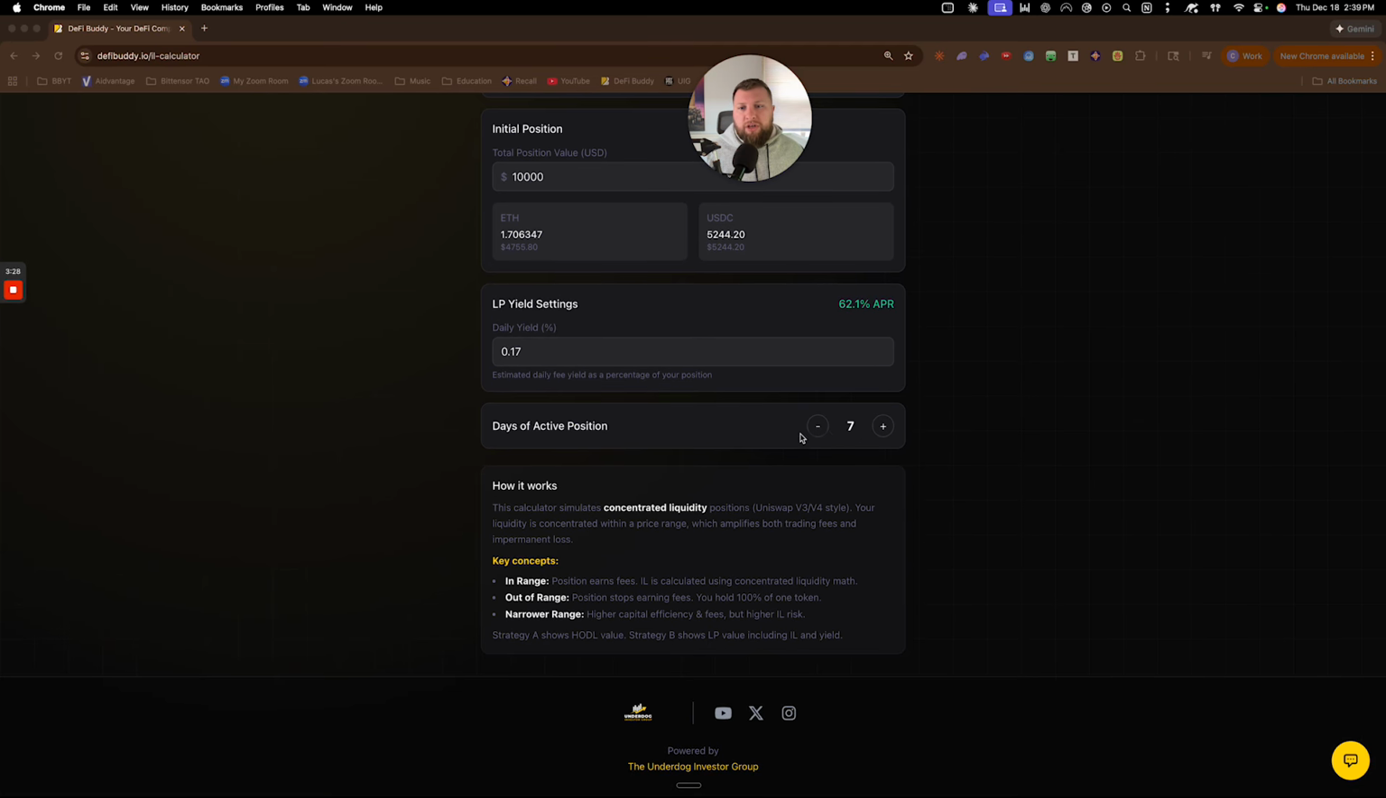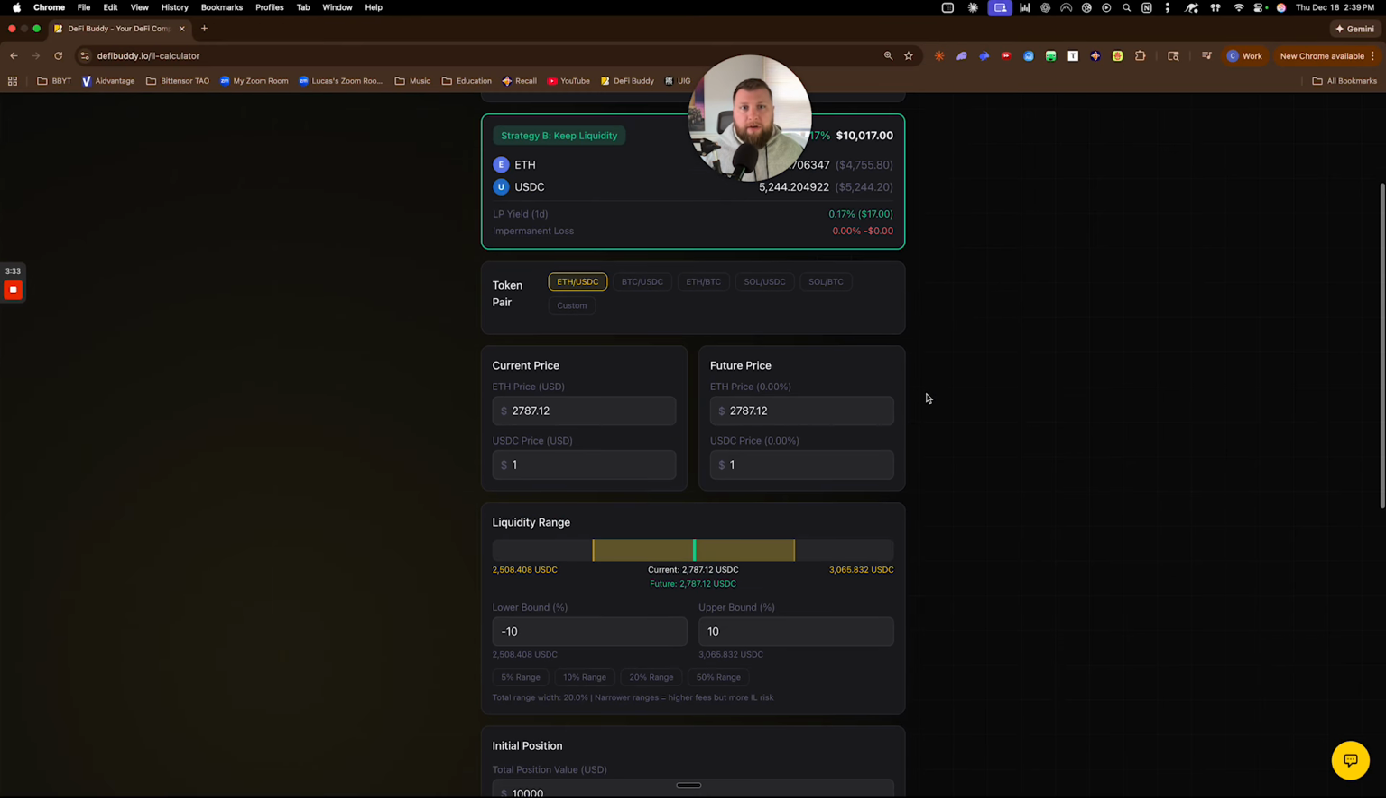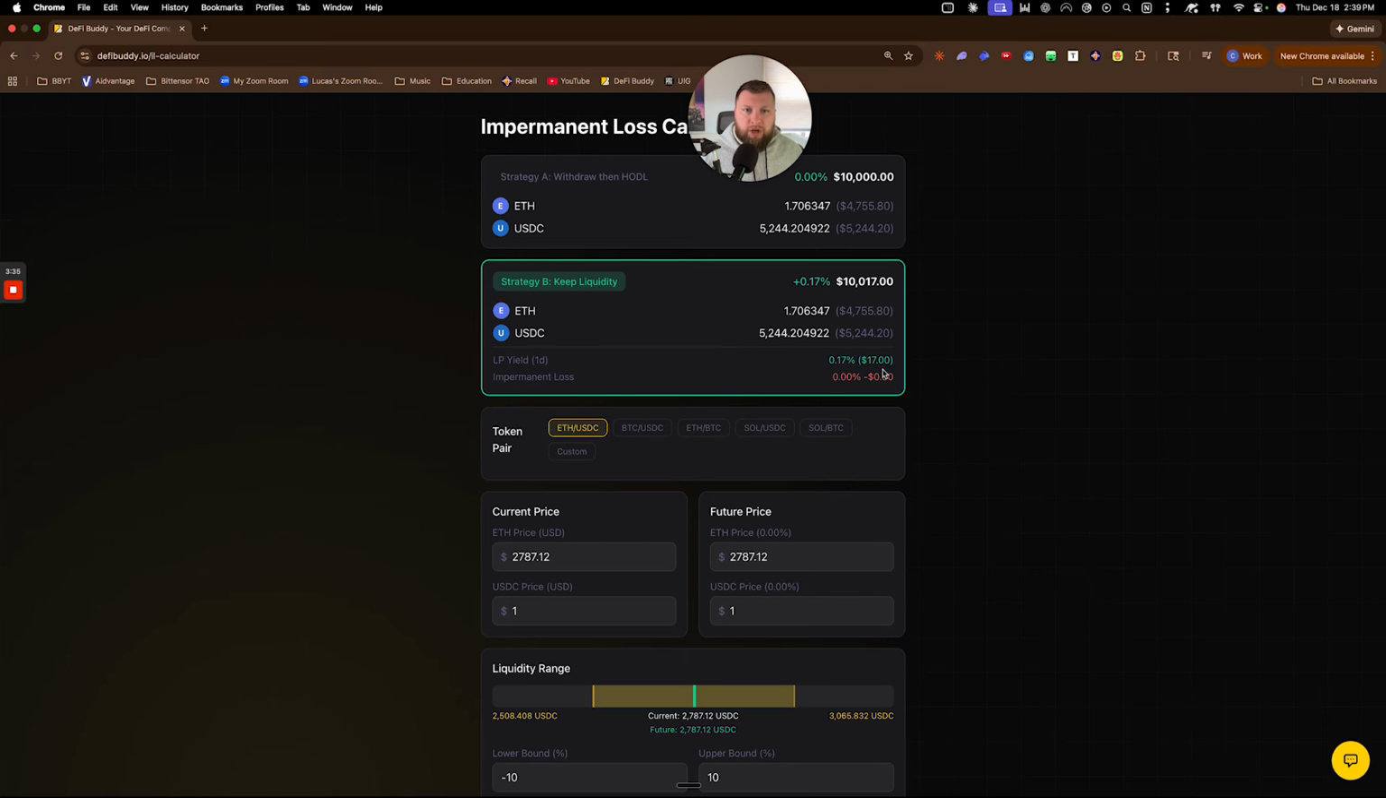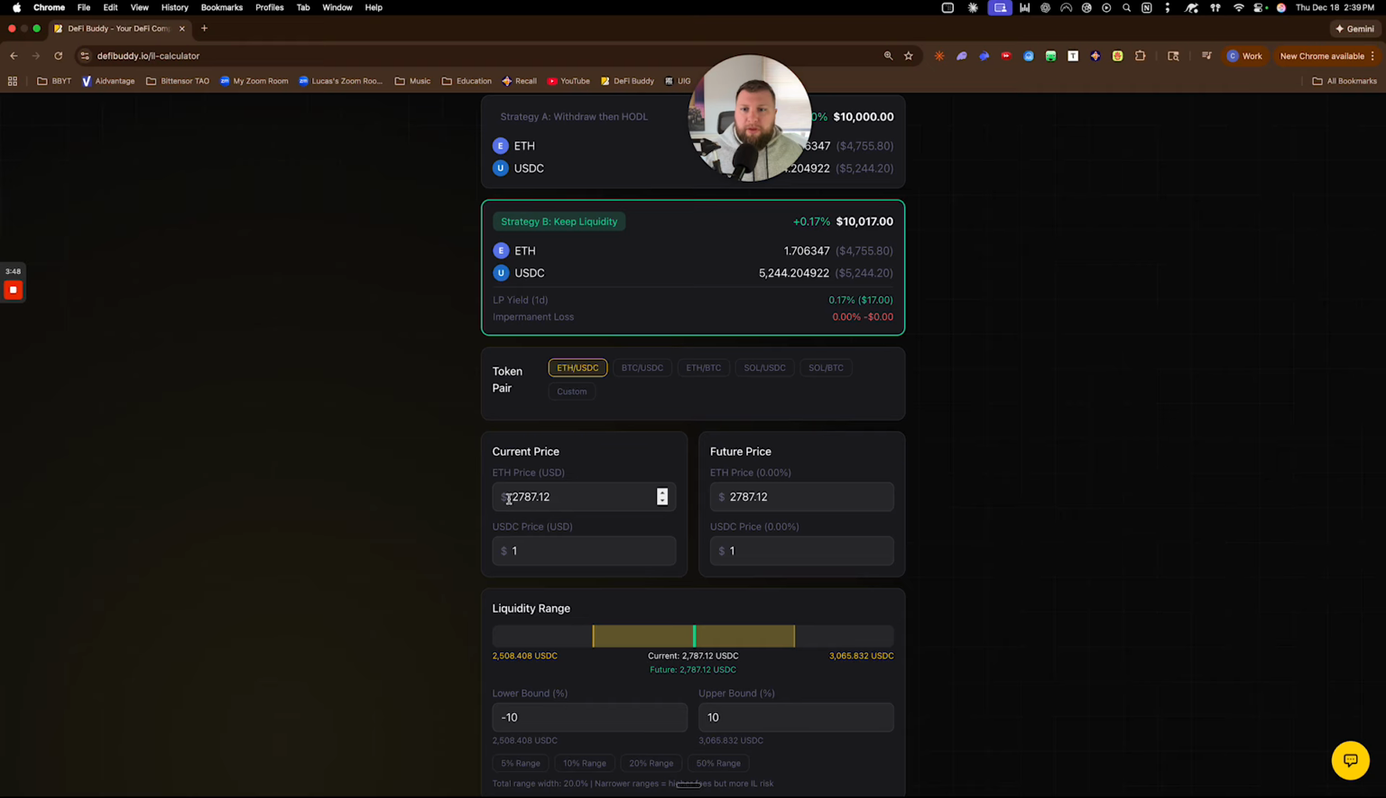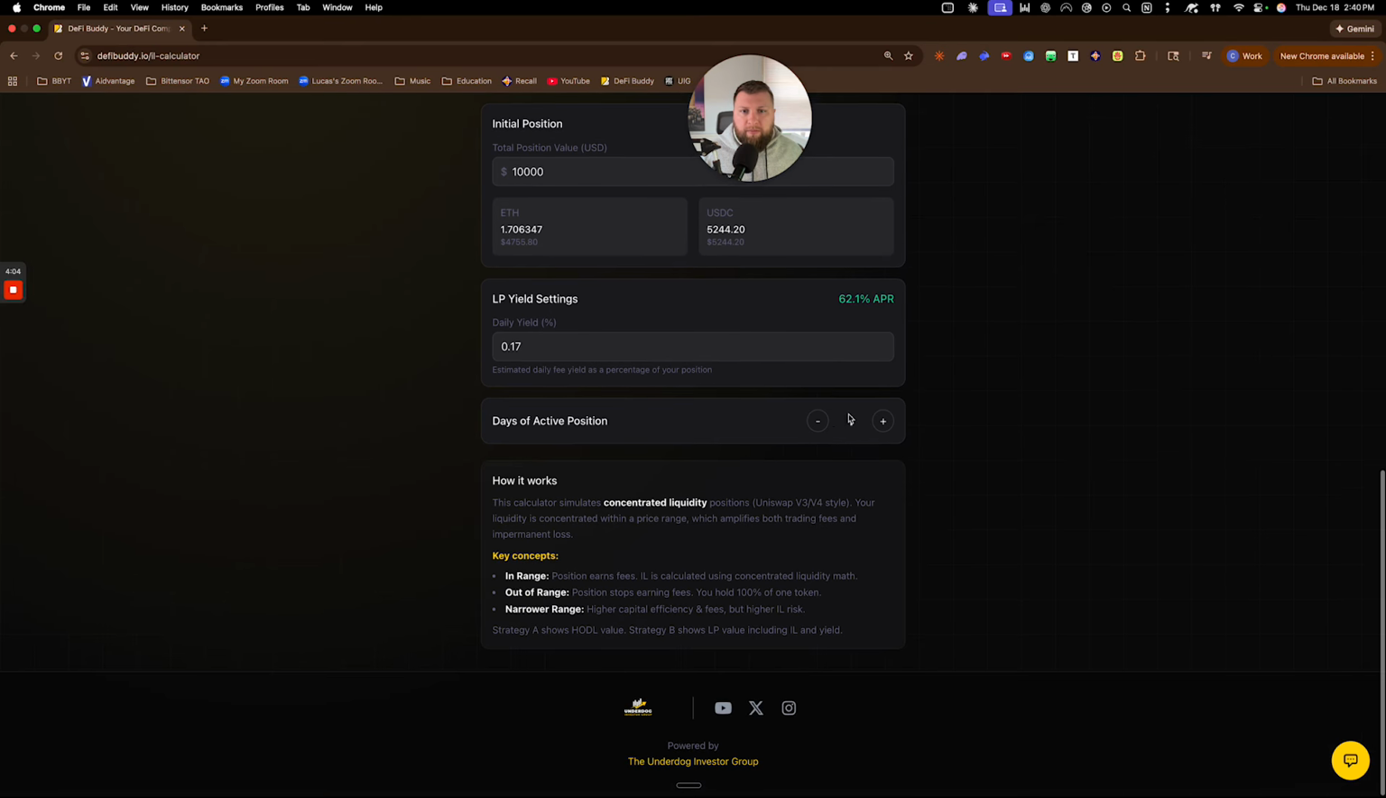And then we can also adjust days of active position. For me, I like to set that as low as possible to start, because I want this picture to show me not a yield being compounded in. I just want to see, hey, with the lowest amount of days being active, what does that look like for yield? You'll notice that when I enter this position, with the future price being exactly what the current price is, and only 1 day of active yield, you can see that this strategy B, or my liquidity pool value, will be 10,000, which is what I started with, plus about $17 worth of LP yield based on what I put down here below.